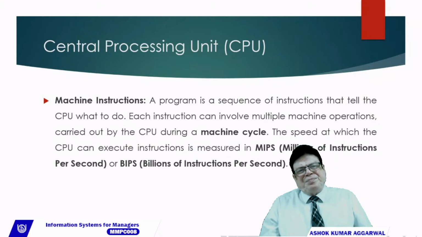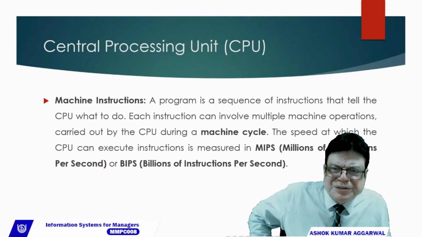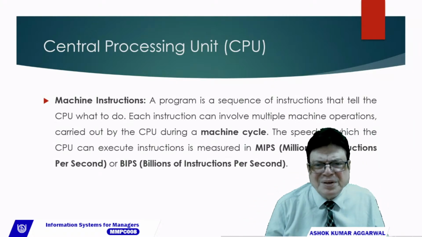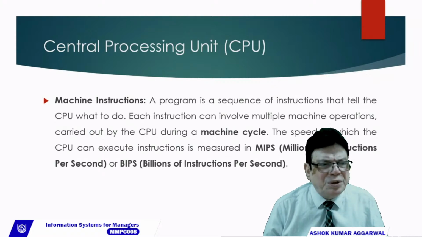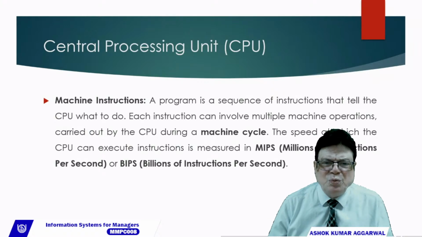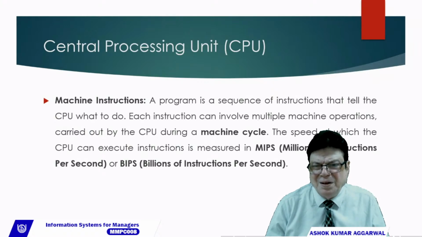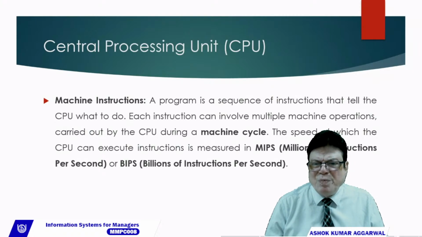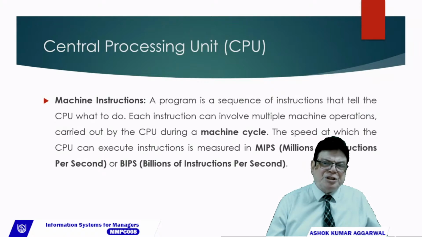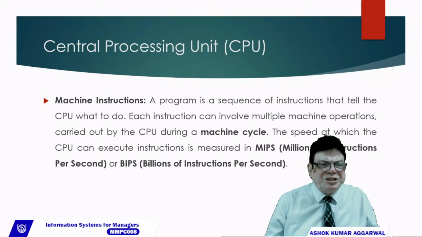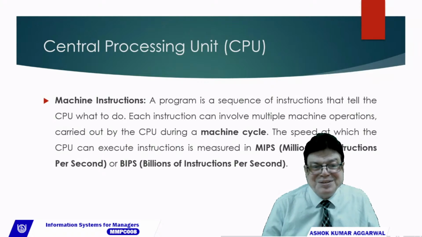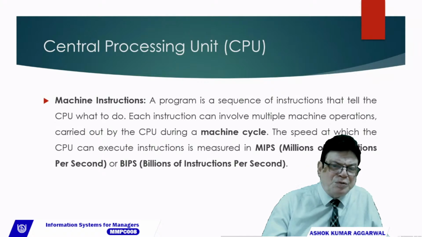Machine instructions. A program is a sequence of instructions that tell the CPU what to do. Each instruction can involve multiple machine operations carried out by the CPU during a machine cycle. The speed at which the CPU can execute instructions is measured in millions of instructions per second, MIPS, or BIPS, billions of instructions per second.